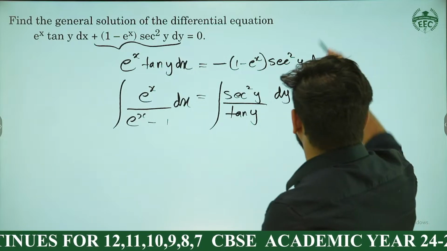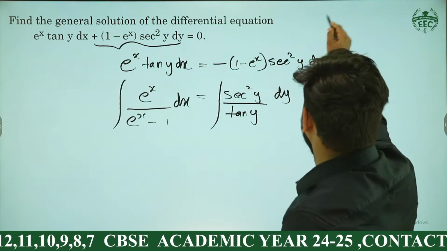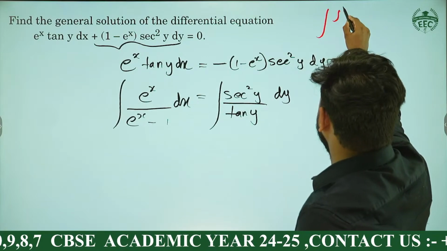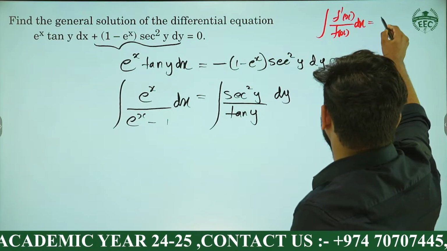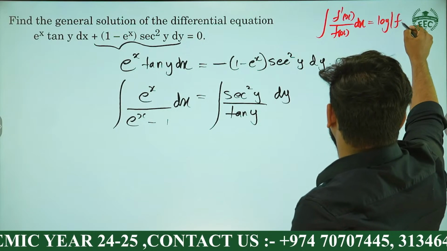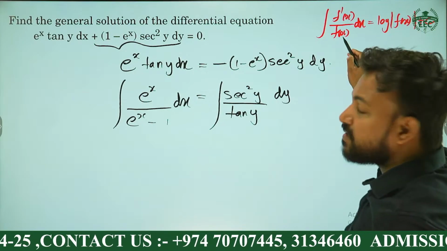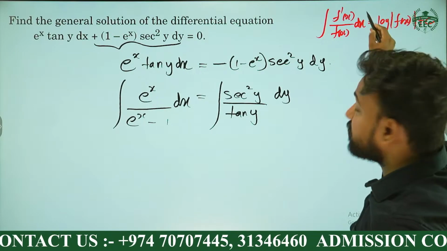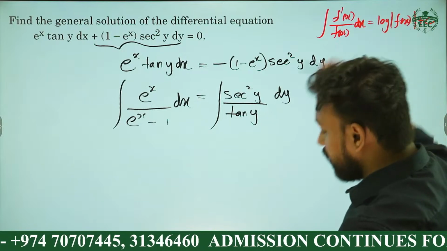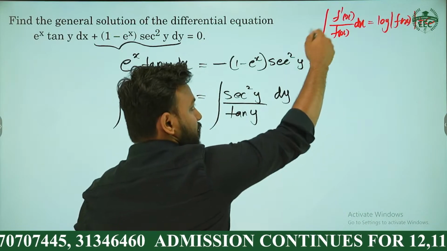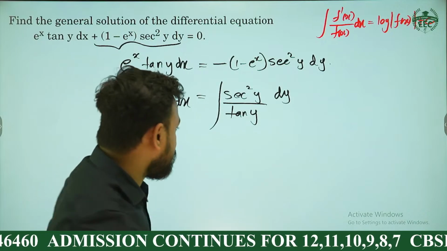Listen guys, integral of f dash of x by f of x dx is what? That is log mod f of x plus c. If there is a function in the denominator and the derivative of that function lies at the numerator, then the integral of that particular expression will be like log mod f of x. I think you get it guys.